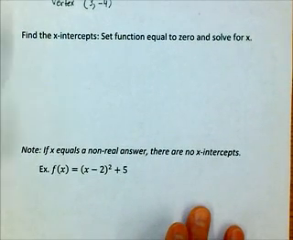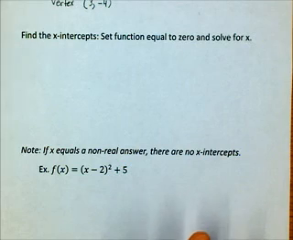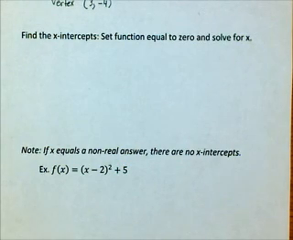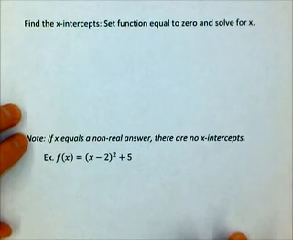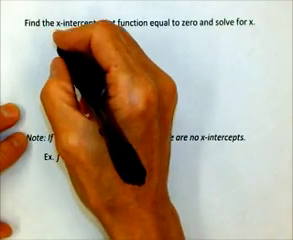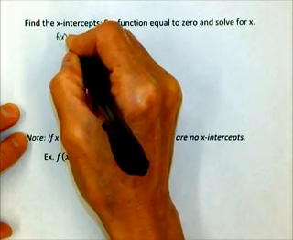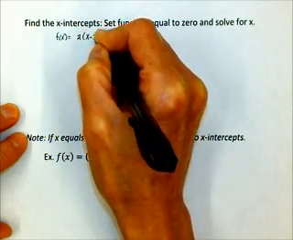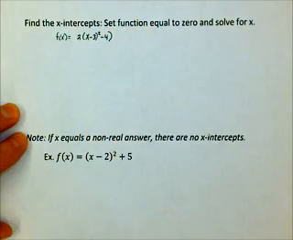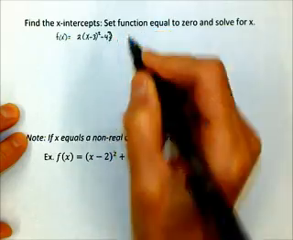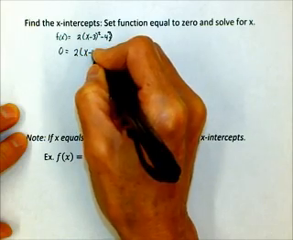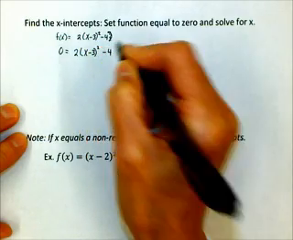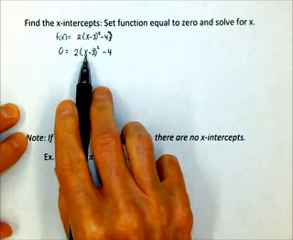To find the x-intercepts, we will not use the quadratic formula. We could, but it's more work. We will simply set the function equal to 0 and solve for x. So let's rewrite our function again. We would replace f of x with 0. That will give us our x-intercept. And then our job is to simply solve for x.